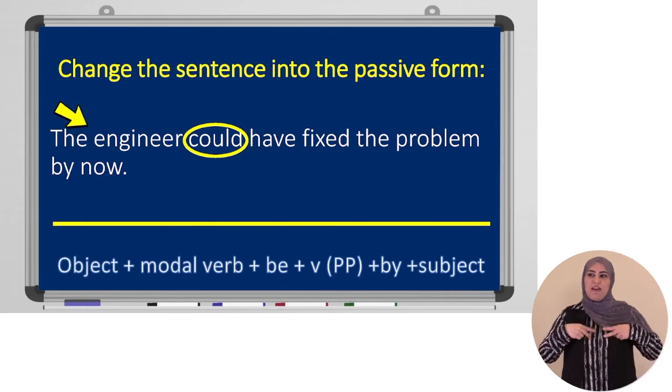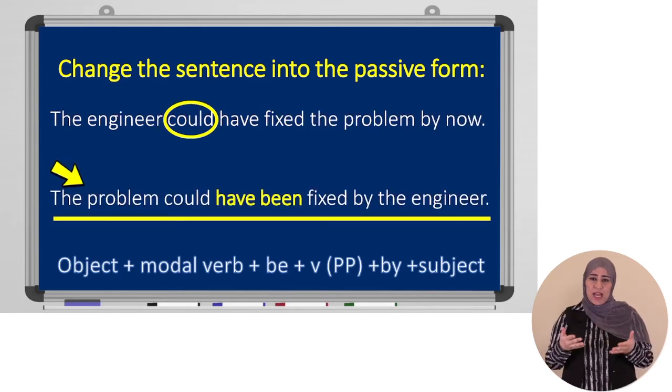Could is a modal verb. Very easy. If the modal verb is present, the equation is really easy because you simply just have to fill it in. The engineer could have fixed. So what do we write? The problem could have been fixed.